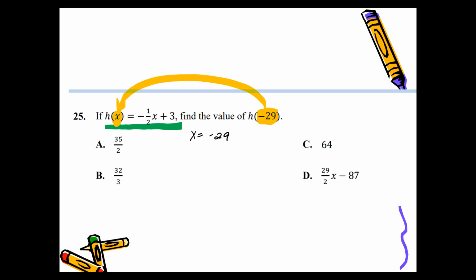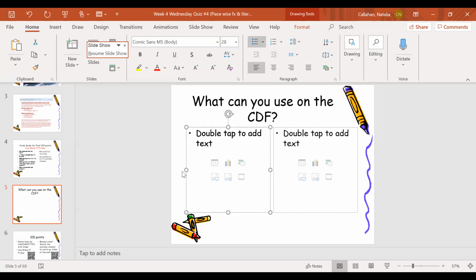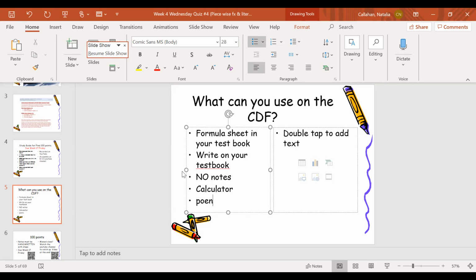Let me change this, new share right there, so it's being recorded. So you can use the formula sheet in your test book, and you will have a test book, okay? You can also write on your test book. So there's no scratch paper, okay? No notes of any kind. You can use a calculator and a pencil. And that is it, okay?